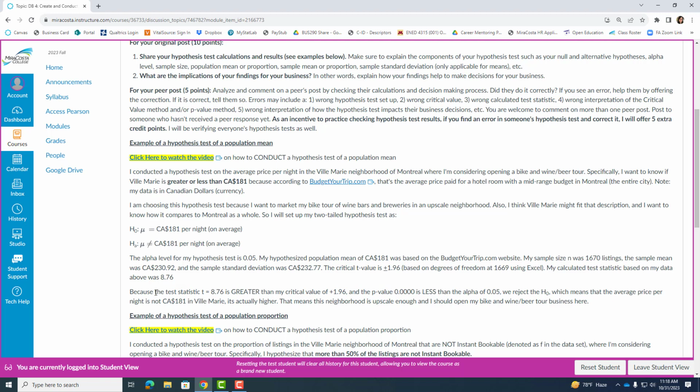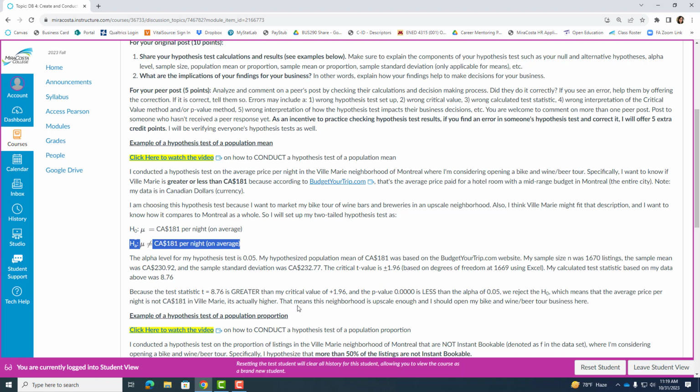Now I have to interpret the results. I'm going to use the critical value method as well as the p-value approach because they should align. Because my test statistic of 8.76 is greater than my critical value of 1.96, and my p-value of 0.0000 is less than my alpha of 0.05, we will reject the null. So here's my null up here. I'm going to reject that top statement. And what that means is that the average price per night in Villa Marie is not 181 Canadian dollars. It's actually higher because my test statistic is greater. It's bigger than my critical value. It's way in the rejection region.